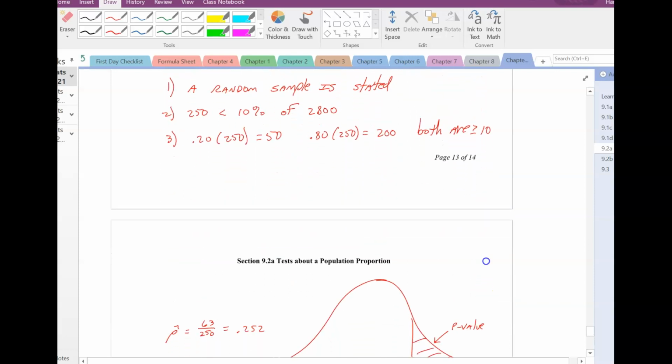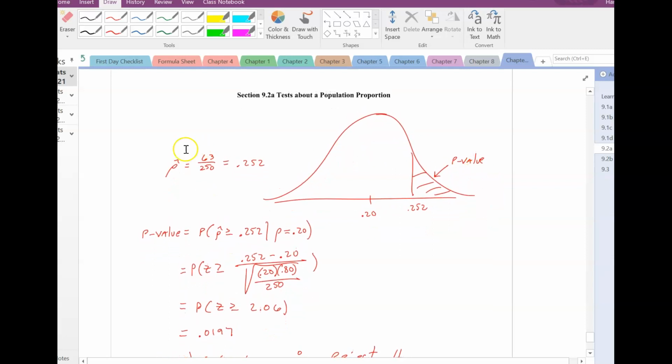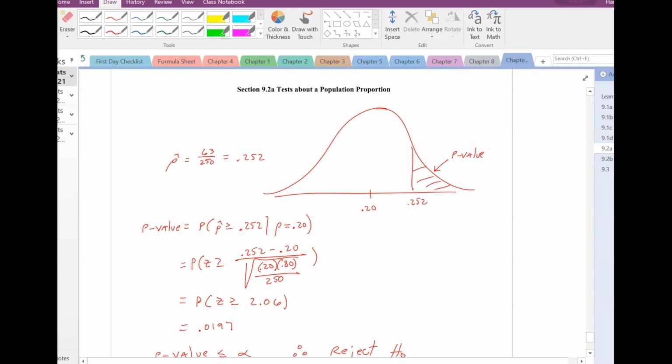All right, so then we'll move into the calculations for the p-value. Our sample statistic is 0.252. So this is our normal sampling distribution with a mean of 0.2. Our sample falls up here, 0.252. So this area under the sampling distribution is the p-value that we're looking for. So the probability that p hat would be at least 0.252, given that the true proportion is 0.20, comes down to this. Z is greater than or equal to 2.06. What we have found is a p-value of 0.0197.